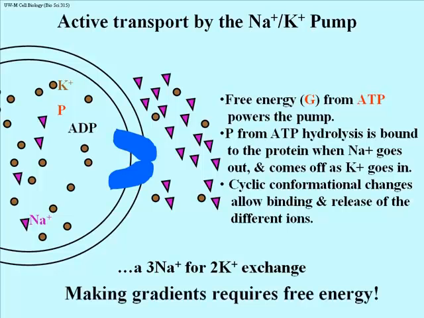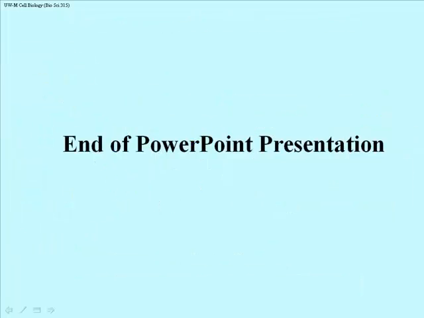I remind you then that making gradients requires free energy, and gradients actually contain free energy that can be used to do things, as we saw in the case of the mitochondrion, and as you probably read in the case of the chloroplast as well. And that brings us to the end of this presentation.